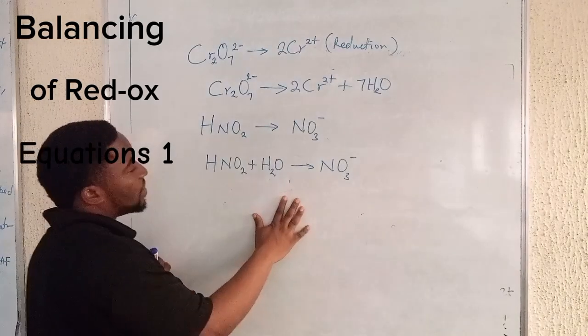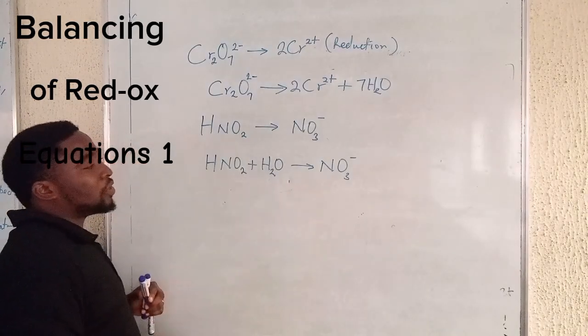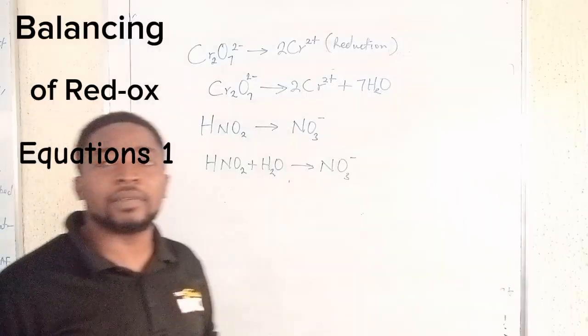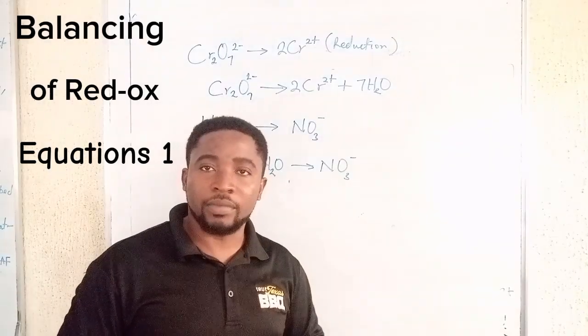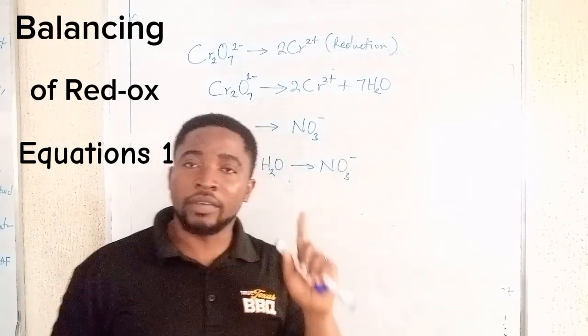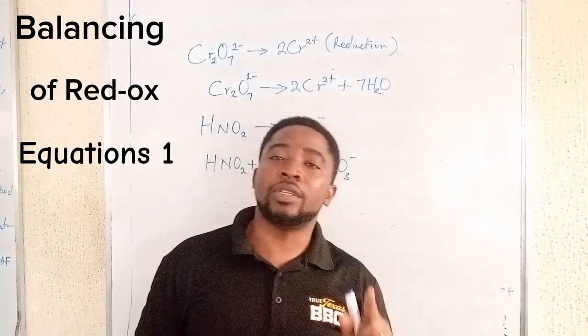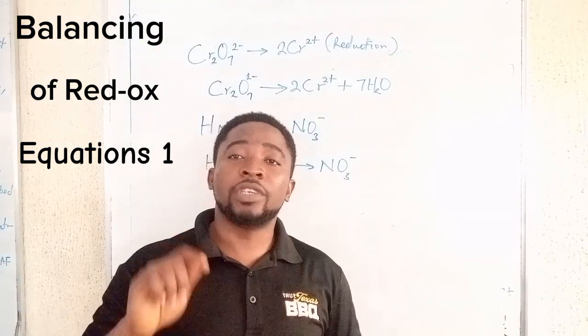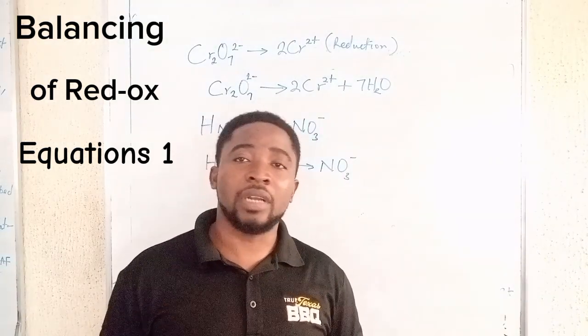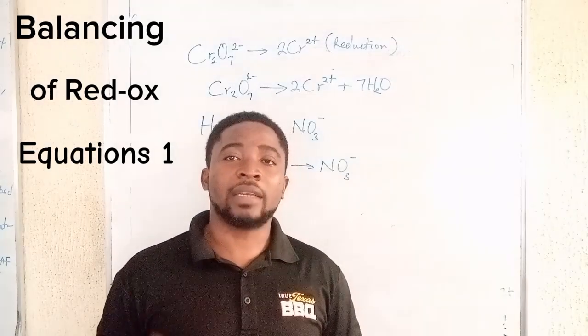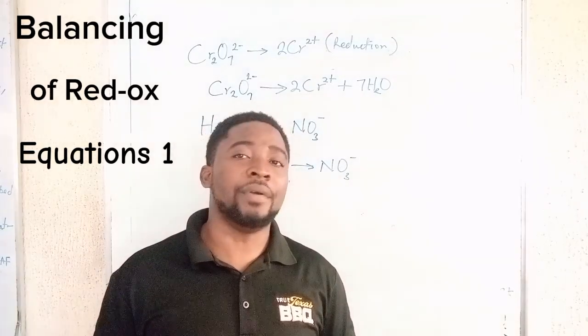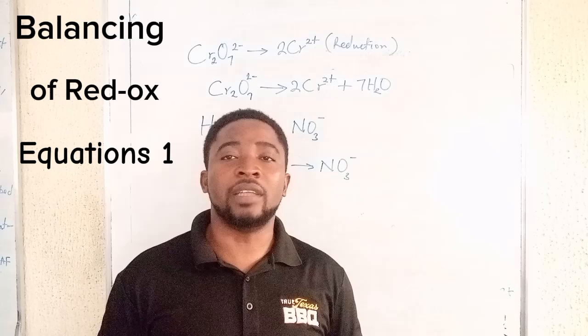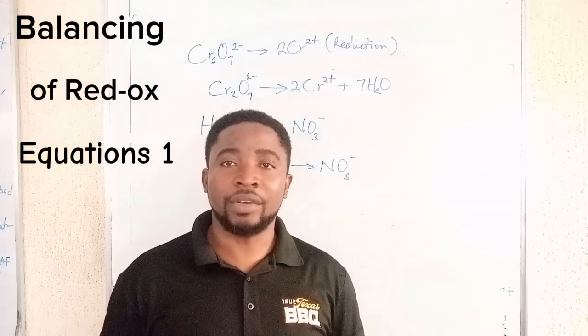Having done that, the next thing for us to do is to balance the hydrogen atoms in the oxidation half equation and also in the reduction half equation. To balance hydrogen atoms, you simply need to add the required number of moles of hydrogen ion on the side that is deficient in hydrogen.